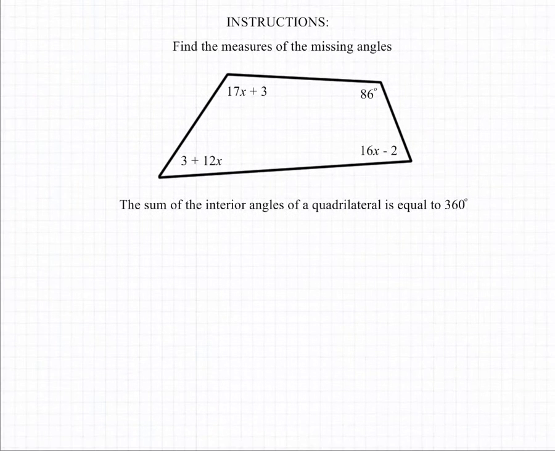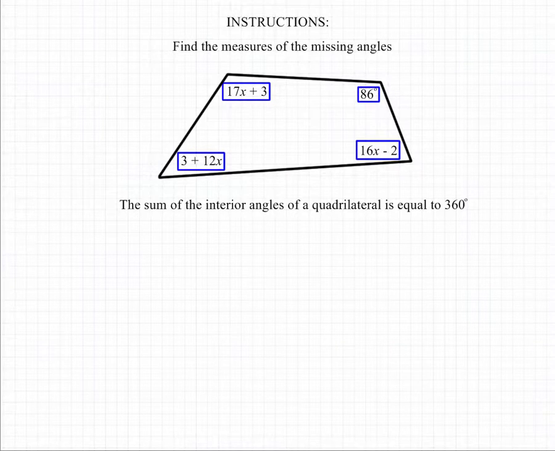In this problem, we need to find the measures of the missing angles, and we can do that by first solving for the value of x and then plugging that value back in and identifying the individual angles. So what we need to remember first is that the sum of the interior angles of any quadrilateral, no matter what the shape, is equal to 360 degrees.